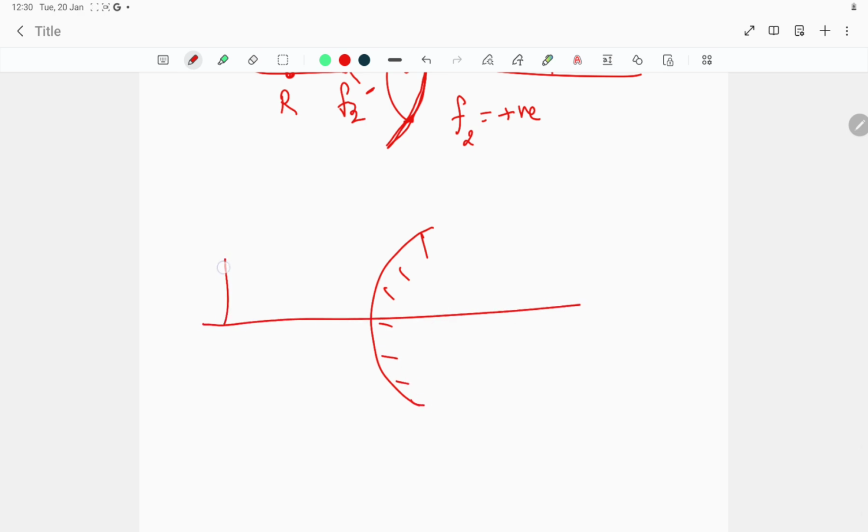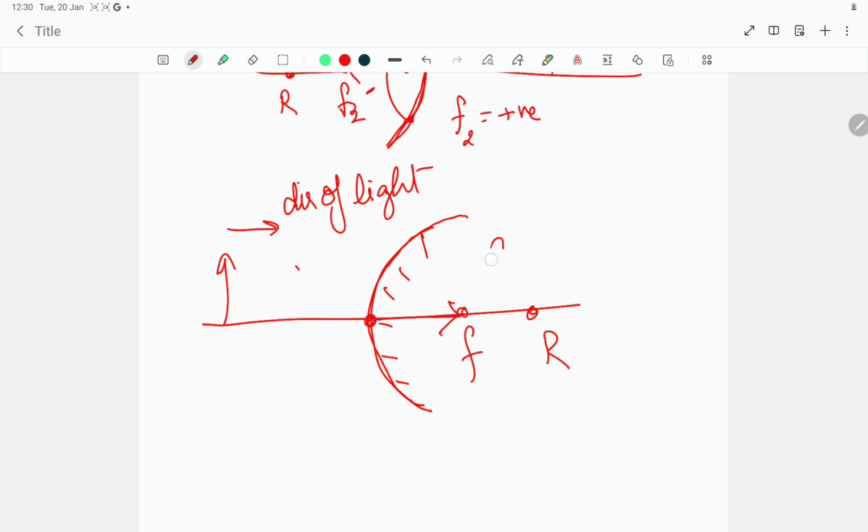Once again, you are placing the object this side. This is the direction of light. Which side is the curved surface? This side, no? So obviously the radius is going to be here. The focal length is going to be this side. So I want to measure the focal length. I will be measuring in the same direction. Same direction means what? Focal length has to be positive. So whenever there is a convex mirror or a convex lens, you can see that the focal length is always positive.